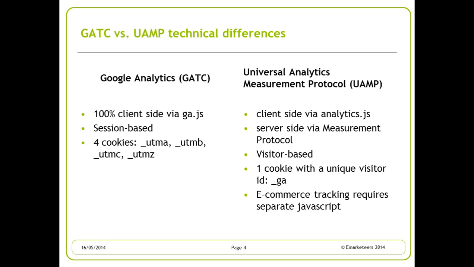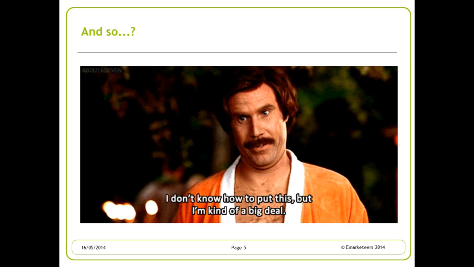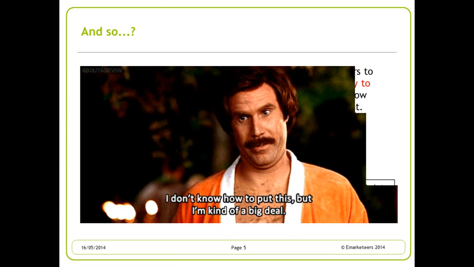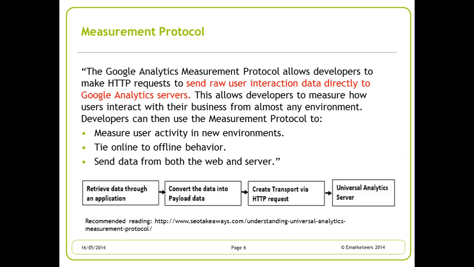This measurement protocol also allows us to do some very funky things with Google Analytics that weren't possible before. More on that in a minute. So yeah, the measurement protocol in Universal Analytics is kind of a big deal. Let's take a look at why that is. Basically, what it allows us to do is send raw user interaction data directly to Google Analytics servers. And we couldn't do that before.